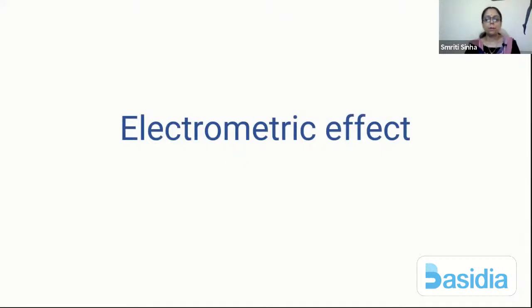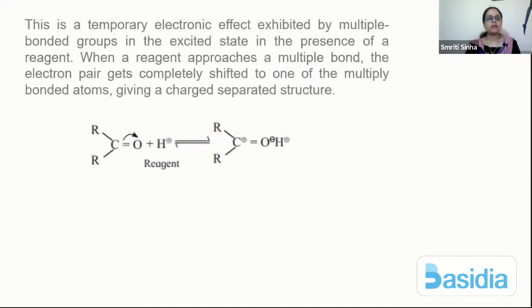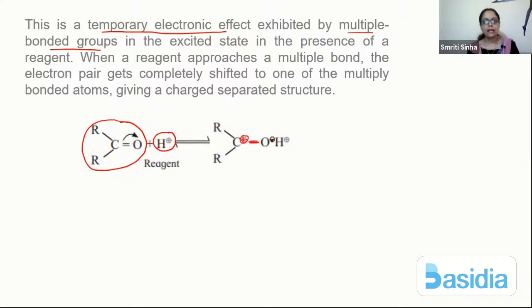Next is electrometric effect. What is electrometric effect? Actually, this is a temporary electronic effect which is seen in multiple bonded groups. Okay, so if you have a multiple bonded group and if some reagent comes close to it, there will be shifting of this bond, resulting in the formation of positive and negative charges due to this reagent. Once you remove this reagent, you will get your original compound back. That means it is a temporary effect.